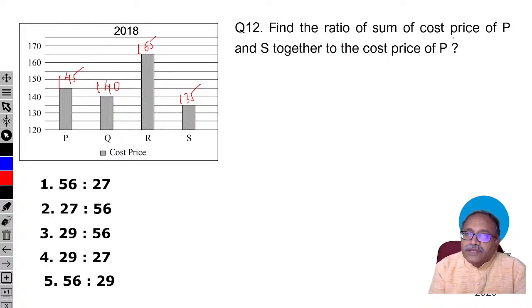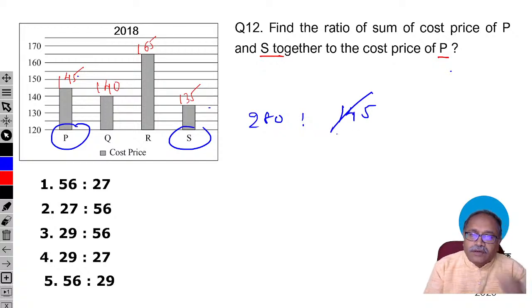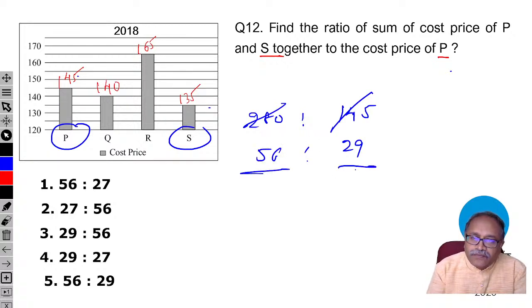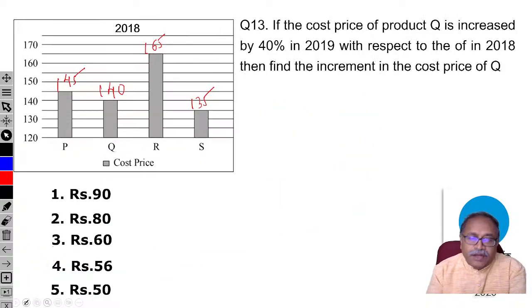Here, find the ratio of the sum of cost price of P and S together to the cost price of P. P and S together. We need the ratio. So it is P and S together. If we add them, how much is it? It is 280. Then P, the cost price of P, which is 145. So cancel this with 5: 5 2s are 10 and 5 9s are 45, and 5 5s are 25 and 5 6s are 30. So 56 to 29. Is there 56 to 29 anywhere? I think option choice 5. So that's my answer. Let's move on to the next question.